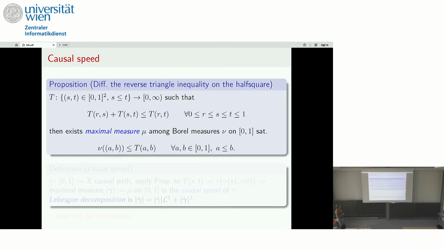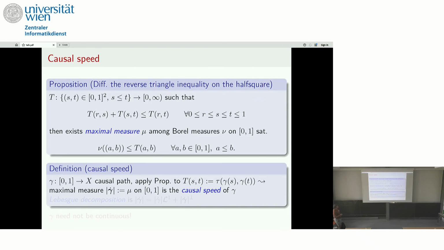But we decided to not call it a maximal weak lower gradient because it's not really a gradient. So we call it a maximal weak subslope. But first we need causal speed. And for that we differentiate the reverse triangle inequality. So take t, which goes from the half square {r ≤ s ≤ t} into [0, infinity), such that it satisfies the reverse triangle inequality: t(r,s) plus t(s,t) is bounded above by t(r,t), where r is less or equal s is less or equal t. Then there exists a maximum measure mu among Borel measures nu on the unit interval such that the measure of an interval [a,b] is bounded above by t(a,b).